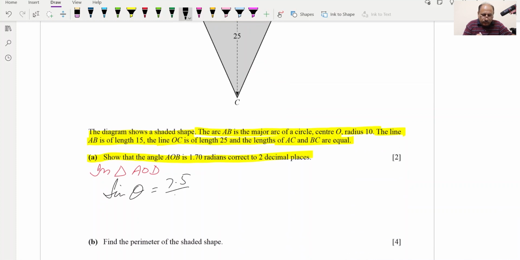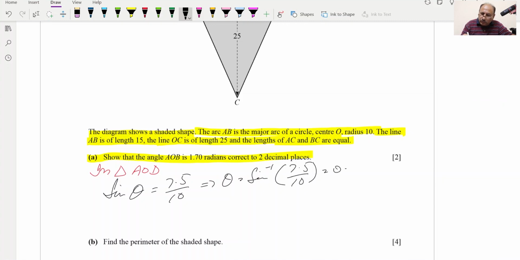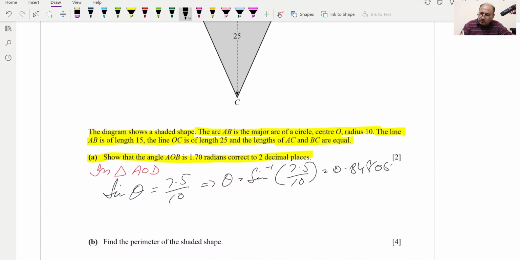So theta will be equal to sine inverse of 7.5 over 10, and in radian mode, so shift mode and radian, this will be sine inverse of 7.5 over 10, closed, and this is equal to 0.848, and we can write the digits also, 0620.